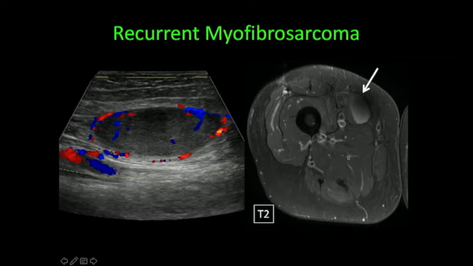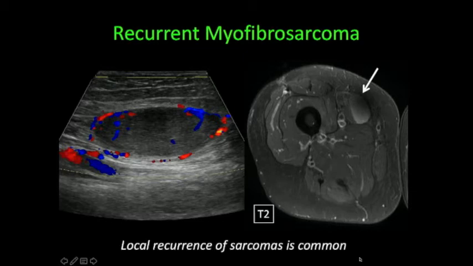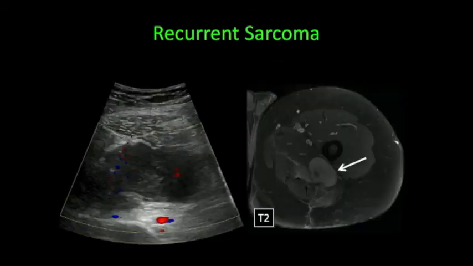We also got an MRI, just to look at its appearance, but this was right where he had had his prior surgery, and this was a recurrent myofibrosarcoma that we also subsequently biopsied with ultrasound. So local recurrence of sarcomas is common. Here's another example. Again, not subtle. You'd be able to see this nicely with ultrasound.